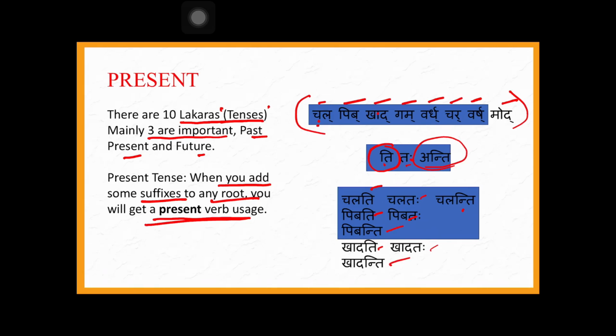The same way with all the other roots: vardh, char, charati, charataha, charanti, varsh, varshati, varshataha, varshanti. In that way all these verbs will be generated. But I am talking about present now. I haven't gone to the past or the future yet. When we have to use a verb in past tense, I should not use these 3 suffixes, but some other suffixes. We'll see both when we learn past and future later.